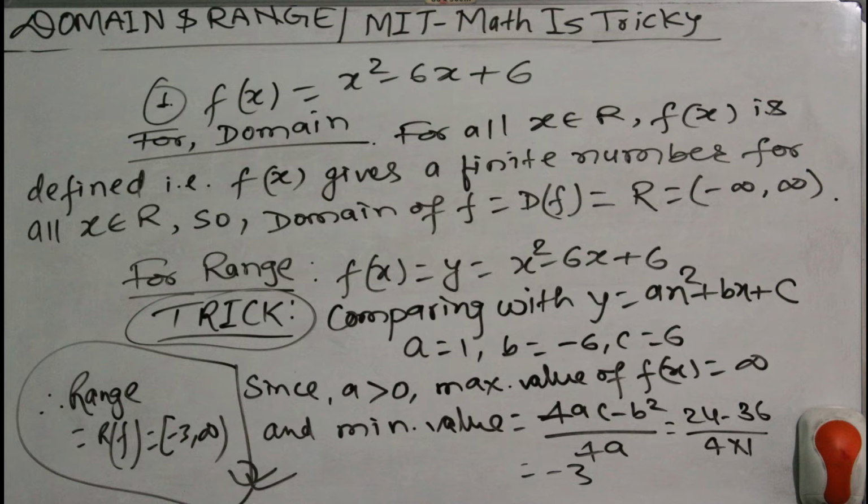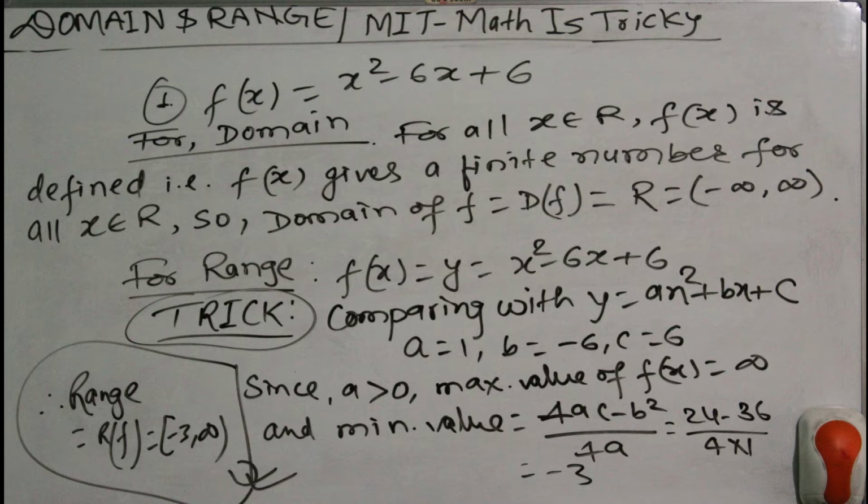So the maximum value is infinity, now we need to find the minimum value. To get the minimum value we can use the direct formula, 4ac minus b square by 4a. So 4 into a, which is 1, 4, c is 6, so 24 minus b square, which is 36. So 24 minus 36 is minus 12, by 4 gives minus 3. That means our range will be, minimum value is minus 3 and maximum value is infinite. So by using this formula, or we can say trick, we can have the answer in very short time.